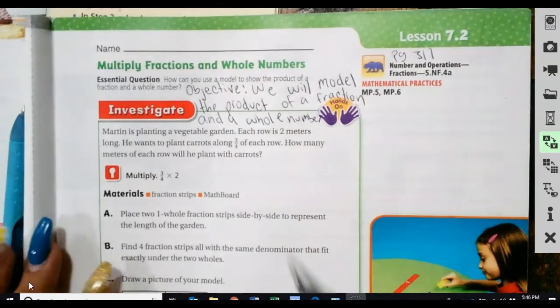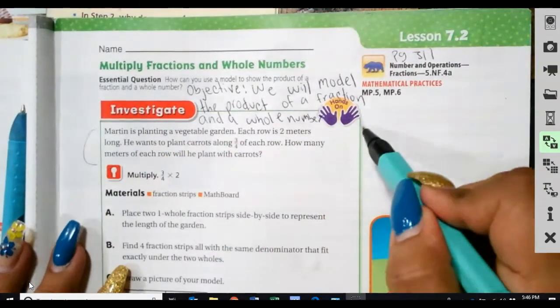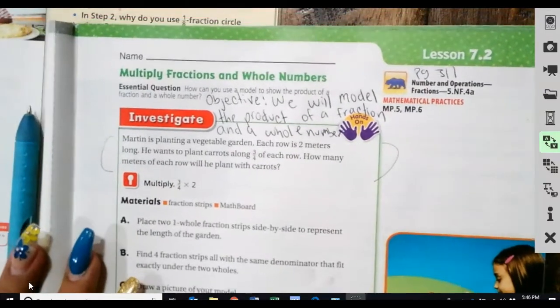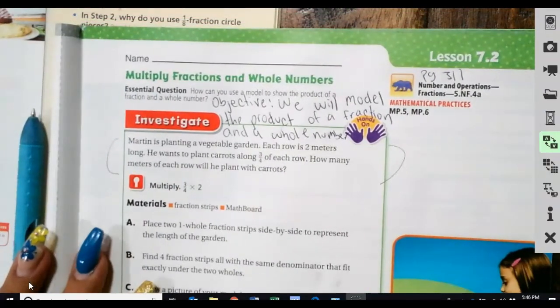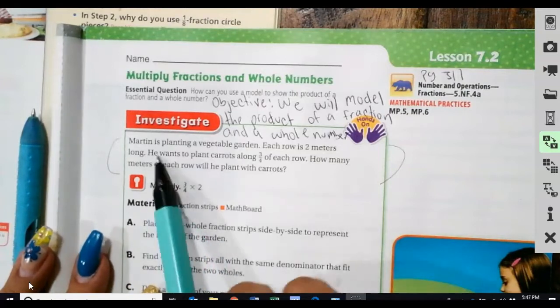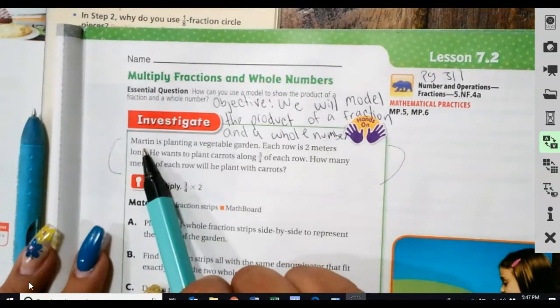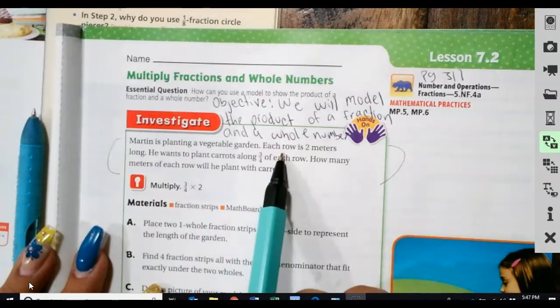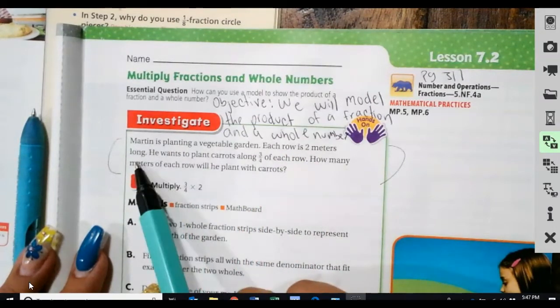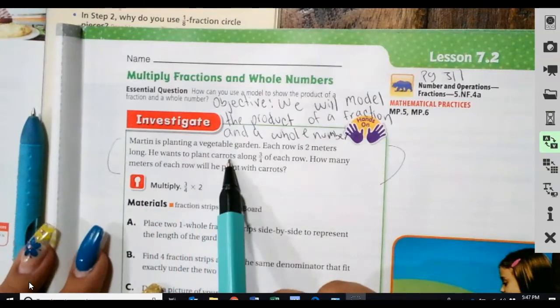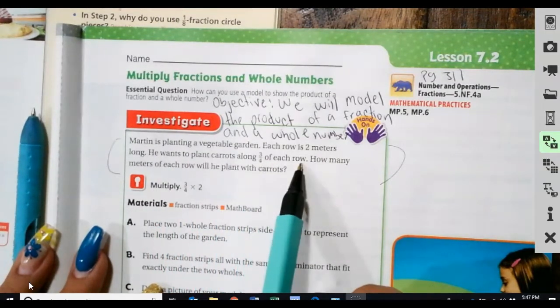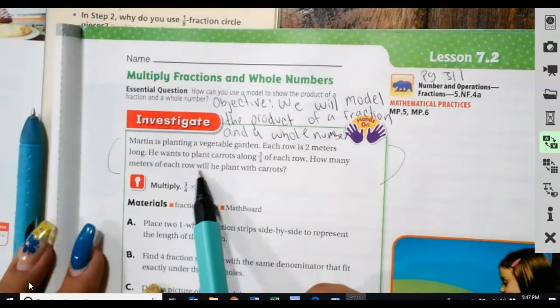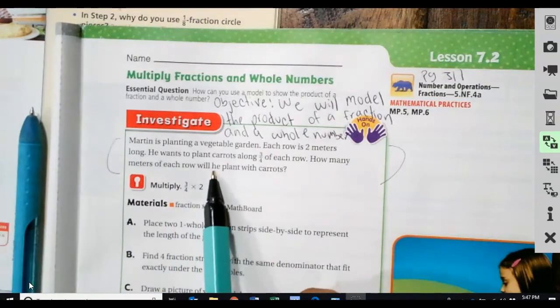And so we're going to go ahead and start with investigate. We're going to investigate the question. Go ahead and read it with me. Ready? Begin. Martin is planting a vegetable garden. Each row is 2 meters long. He wants to plant carrots along 3/4 of each row. How many meters of each row will he plant with carrots?